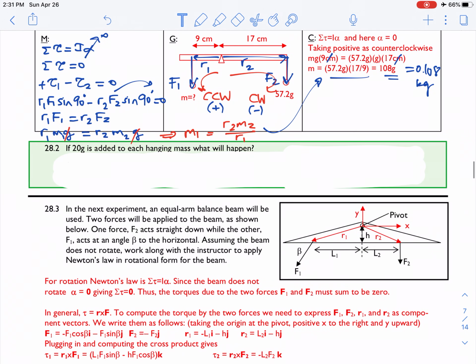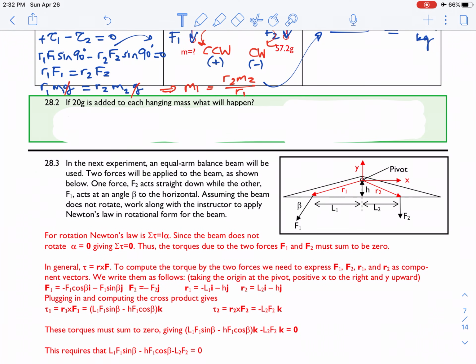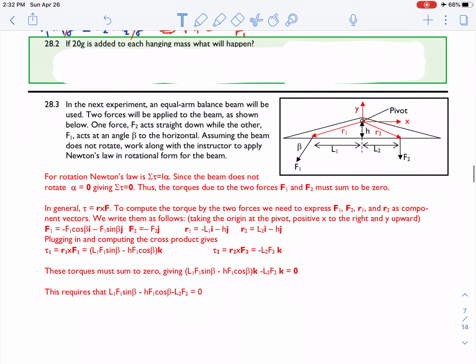Okay, so there is a clicker question after this one, and then we will look into a much more difficult problem, item 28.3. This is more complex, so let's just read the problem first. In the next experiment, an equal arm balance beam will be used, as you can see in the figure. Two forces will be applied to the beam, as shown on the right side.